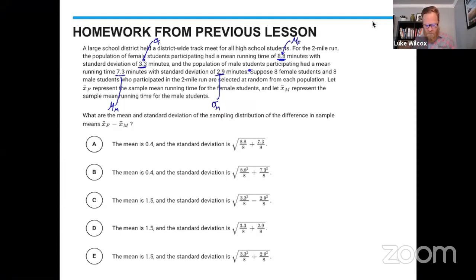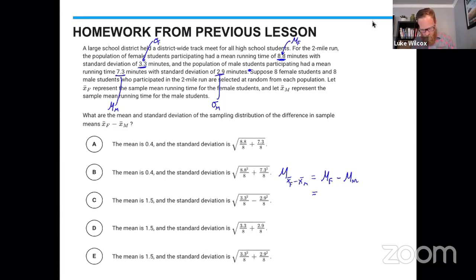So there's a couple of formulas that we're going to need to remember here. The first of which is how to calculate the mean for the difference in sample means. So the mean of x̄_F minus x̄_M is really just equal to the mean for the females minus the mean for the males. And we actually know those 2 values. They're given to us in the problem.